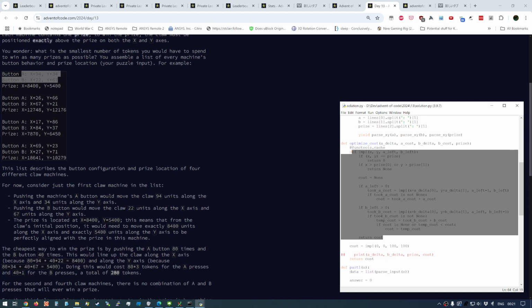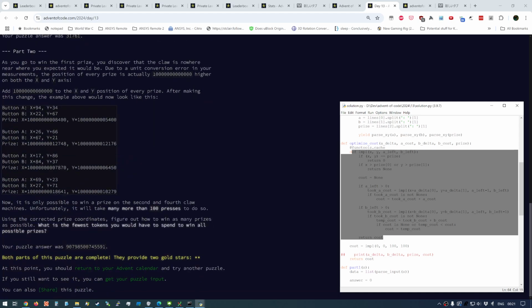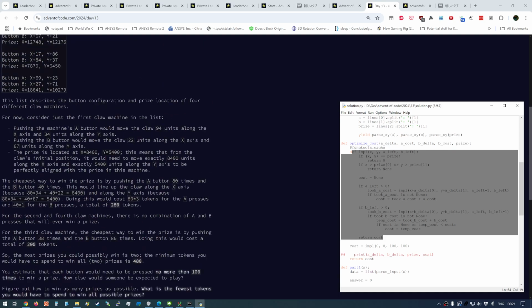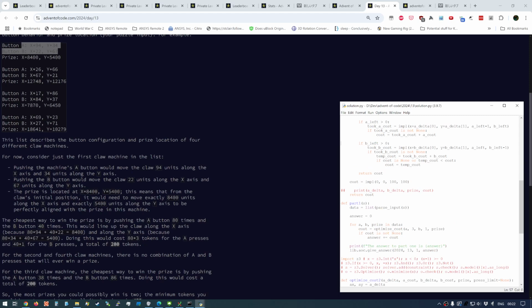And I'm going to talk about both these parts at the same time because they're very similar. The only difference is, of course, in part two we move the prize out to a ridiculously far out spot. So if I were trying to implement it myself, I would probably do some sort of binary search on the integral solutions to these first two equations.